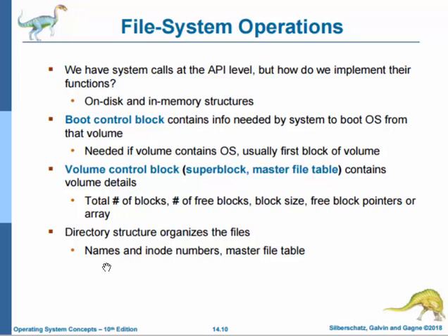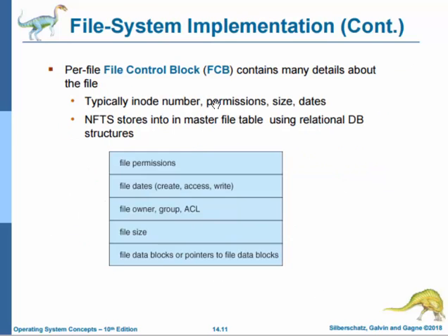Now, a directory structure per file system is used to organize the files. In the Unix file system, this includes the file names and associated inode numbers. But in NTFS, it's stored in the master file table. Now, a per-file control block contains many details about the file, and it has a unique identifier.